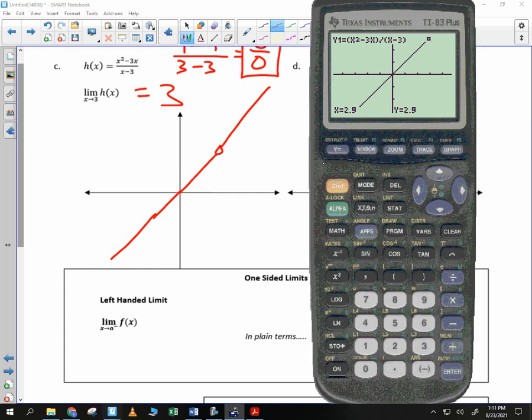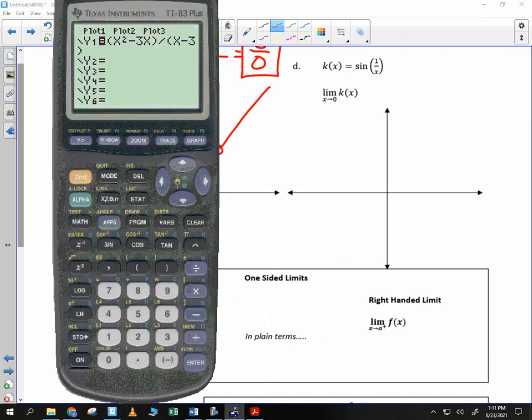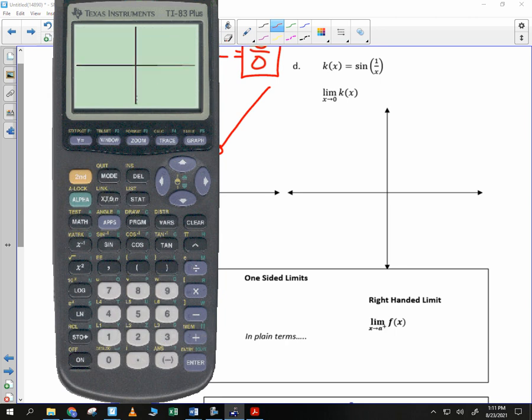And now we get to my favorite one. We go to my function, I type in sine of 1 divided by x. And I'm going to choose to zoom in a standard window. Ooh. Kind of tough to draw that graph, isn't it? What's the x value approaching? 0. Let's zoom in. We're just going to do a simple zoom in. Let's see what we get.